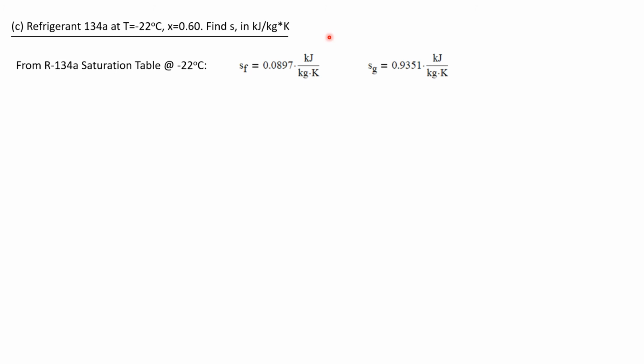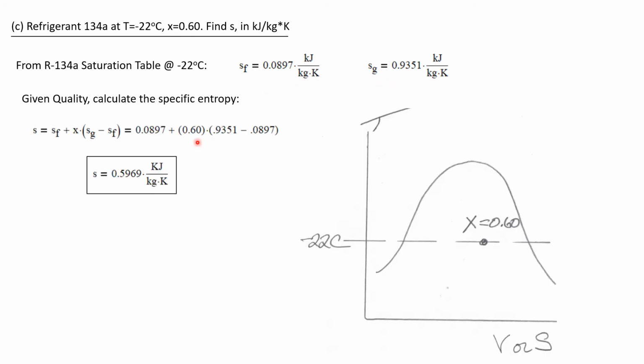Now the third problem we're asked to solve is for refrigerant 134a, not for water. We have this refrigerant at a temperature of minus 22 degrees C. We're given that its quality is 60% and asked to find the value of entropy. Well, because its quality is given, we know that it's a saturated mixture. So we'll go to the R134a saturation table, and we'll find a row where the temperature is minus 22 degrees C. And we'll get the values of s sub f and s sub g for that temperature.